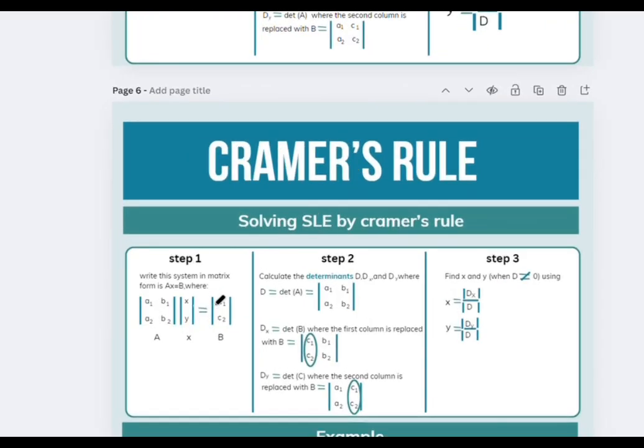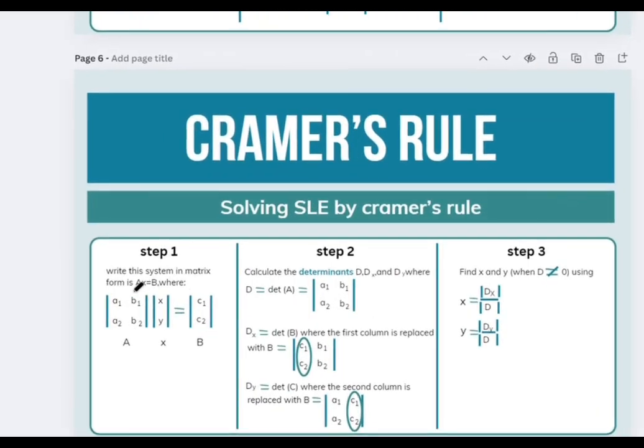For step 1, we need to write this system in matrix form, which is AX equals B. A is the square matrix and is also the coefficient matrix. X is the column matrix, which is the variables, and B is also a column matrix, which shows the right side of the equations. So we reach step 2: calculate the determinants D, Dx, and Dy.